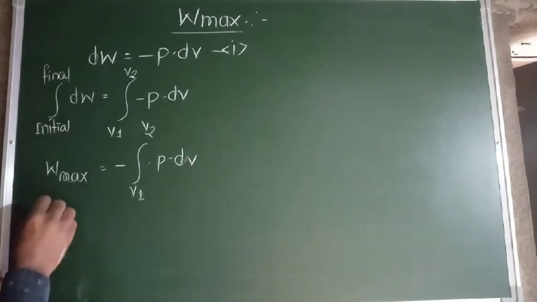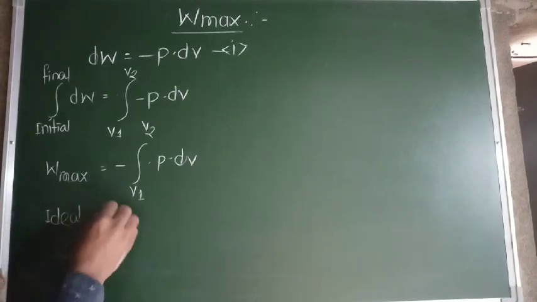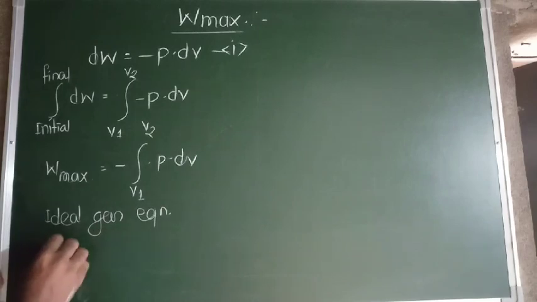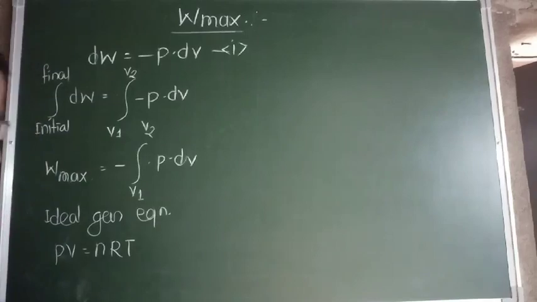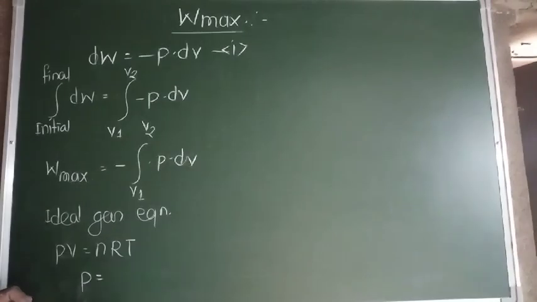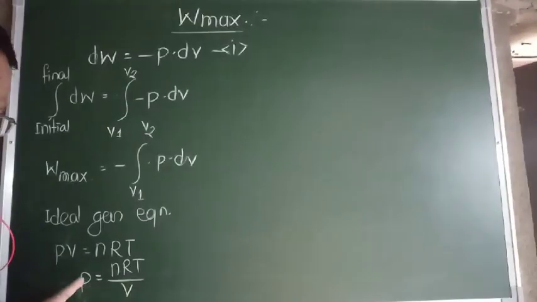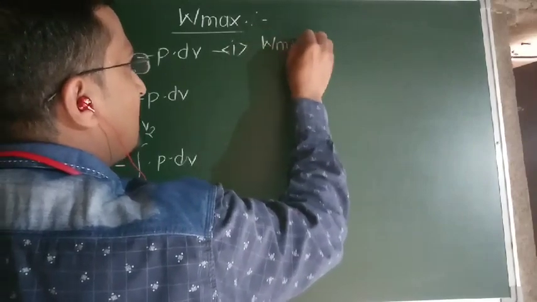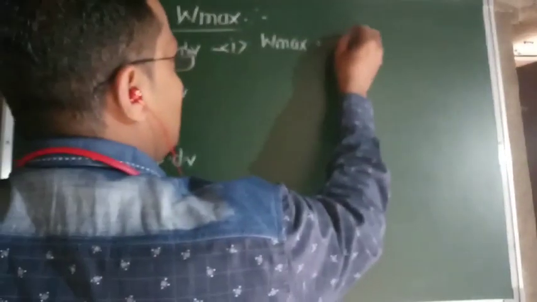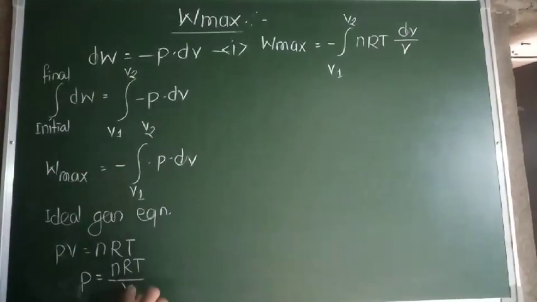Now we know the ideal gas equation. What is the ideal gas equation? Yes, PV is equal to nRT. We know that ideal gas equation, PV is equal to nRT. So just rearrange to get P. Yes, P is nRT by V. Substitute value of P as nRT by V. So W max is equal to minus integral V1 to V2 of nRT dV by V, just dV by V, isn't it?